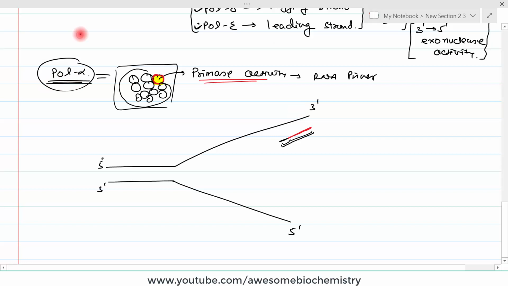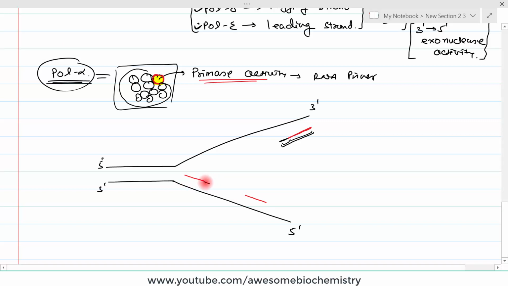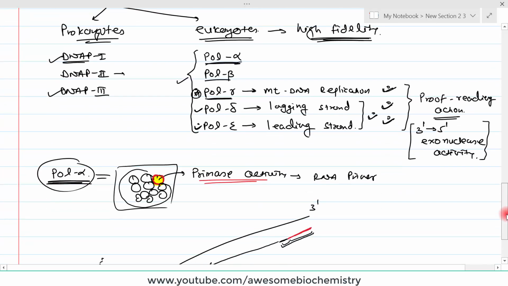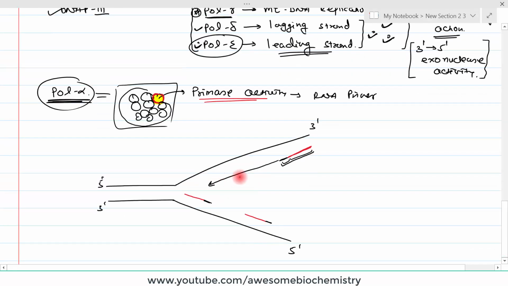In case of the lagging strand also, it does the same action. It synthesizes the RNA primer plus a very small piece of DNA attached to this RNA primer. So this much portion is getting synthesized by the Pol alpha. Now later on, as this is a leading strand, this small piece of DNA is extended by which enzyme? We had already discussed that the leading strand is synthesized by Pol epsilon. So this remaining portion is getting synthesized by the Pol epsilon, right?